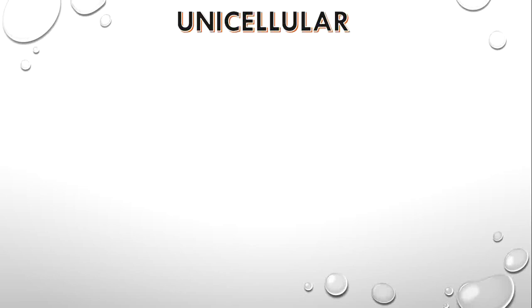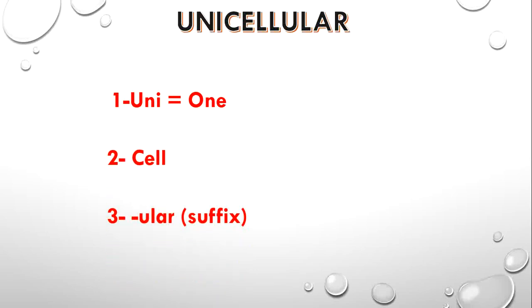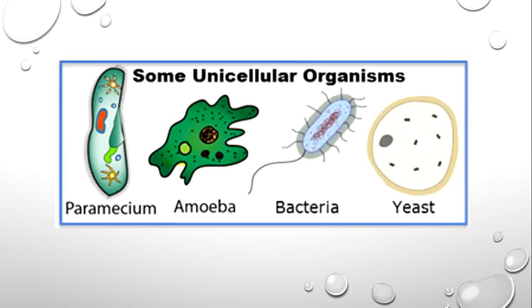Some organisms are made up of only one cell, and they are known as unicellular organisms. These unicellular organisms carry out all their life processes in one cell. Here are some unicellular organisms such as paramecium, amoeba, bacteria, and yeast.